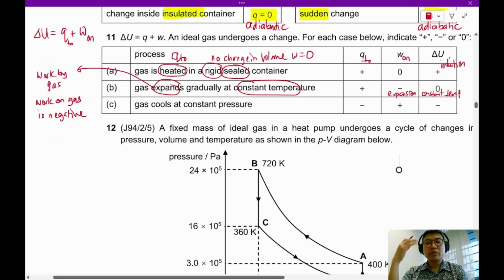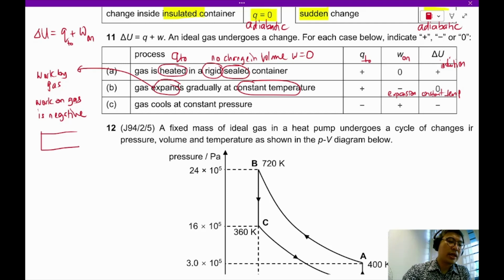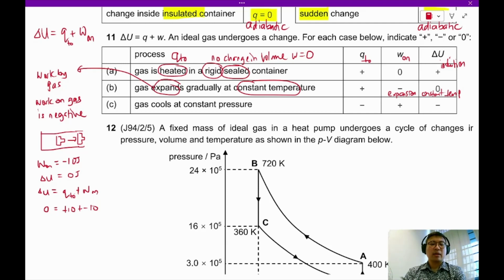Now, if you don't like to think about this instinctively, then why don't you think about it through a diagram, and then you can look at the piston moving. So the piston moves out at constant temperature. So the work done on the gas, let's say, is minus 10 joules. The change in internal energy is 0 joules. Therefore, using delta U equals Q in plus W on, then 0 equals Q in minus 10. Q in must be plus 10. All right, so this is how you would solve it mathematically by putting in some fictitious values so that you can work out the numbers.